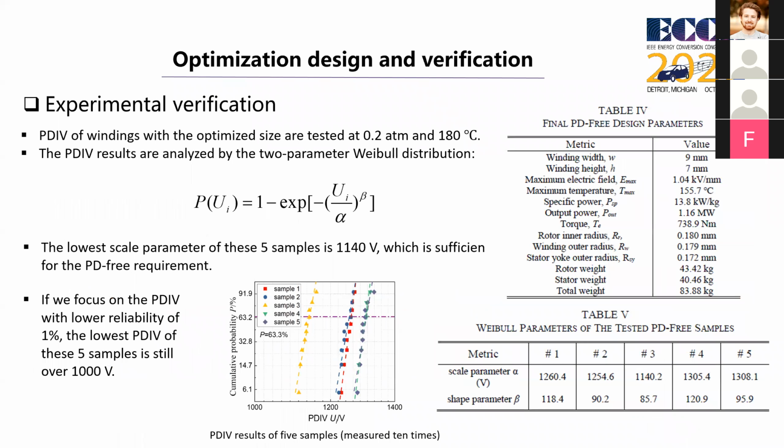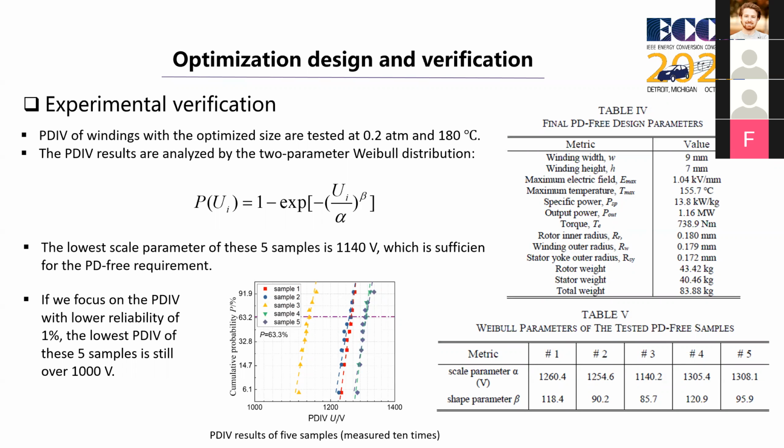The parameters of the final PD-free design are shown in table 4. 5 windings with the adapted insulation thickness have been manufactured and tested in the PD test bench. The PDIV of 5 samples were measured 10 times, each at 0.2 atmosphere and 180 degrees C, to obtain the statistical distribution. And this data is used to verify the PD-free design.